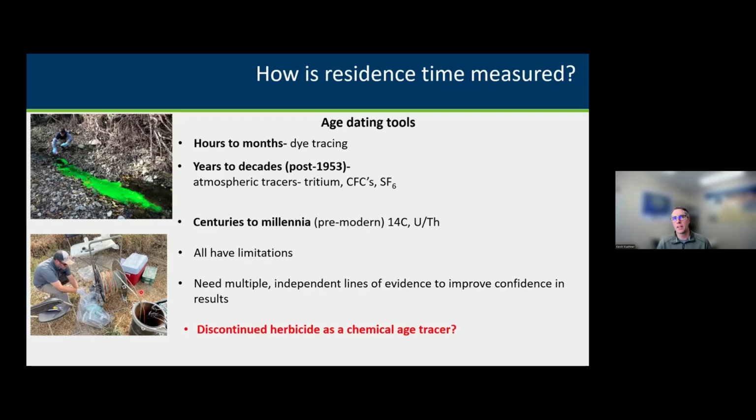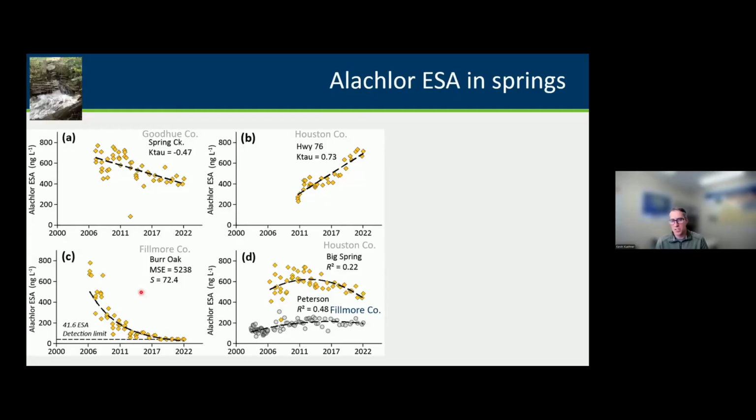One thing that we've been working on for probably the last 5 to 10 years is this idea of, could we use existing data sets to add to this pool of knowledge, in terms of using a discontinued herbicide product as a chemical age tracer. And I'm just going to show you some concentration data that we have from 4 different springs. And this is really what keyed me in on maybe potentially using this as an age tracer.